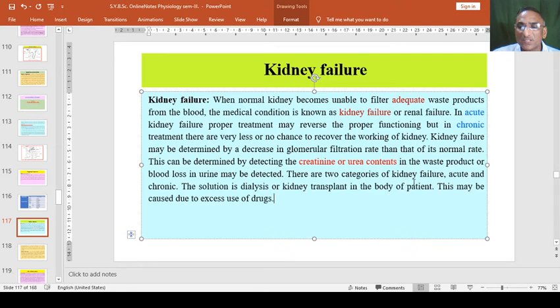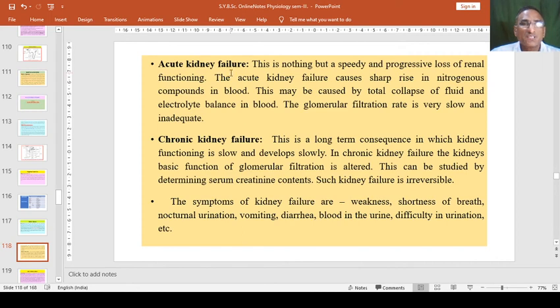There are two categories of kidney failure, acute and chronic. The solution is dialysis or a kidney transplant in the patient's body. This may be caused by excess use of drugs. The solution is generally maintained by a machine called a dialysis machine, and this is very simple. Acute kidney failure is a short period, chronic kidney failure is a long period.